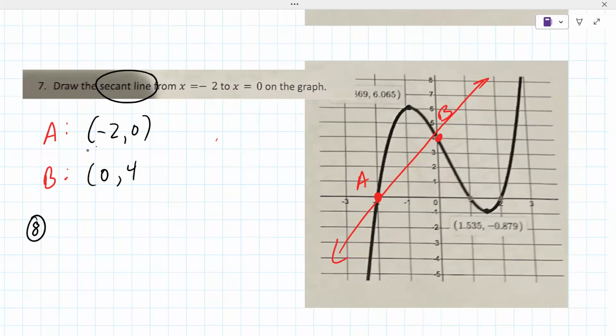Okay, let's go. For number eight, you've just got to find the slope from A to B. So go ahead and calculate that for us, please. Now, what we need to do.